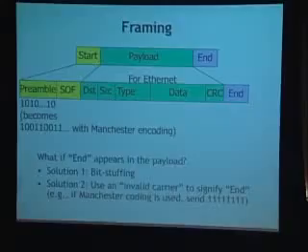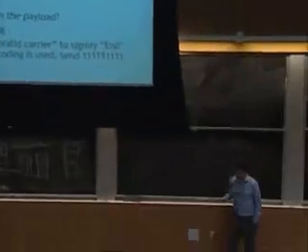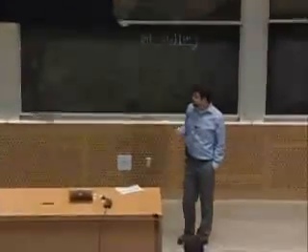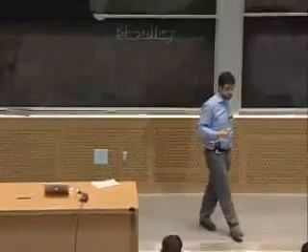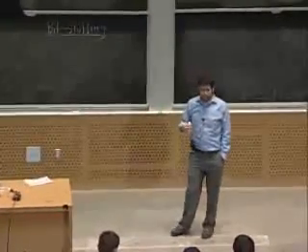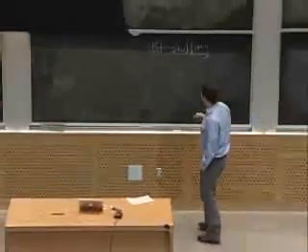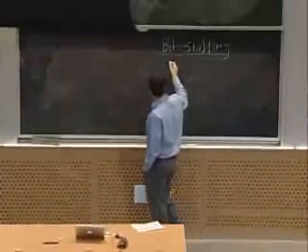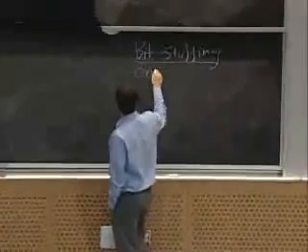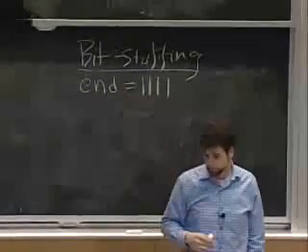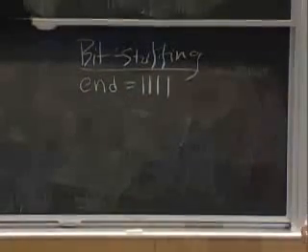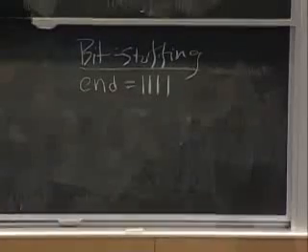Another simple way, though, to send one of these end codes is using this technique called bit stuffing. And the idea is pretty simple, and it's a neat technique that can be used in general when you have to do this kind of encoding at a lower layer. So the idea is, suppose our end code was equal to some bit string like 1111. And the solution in bit stuffing is very simple.